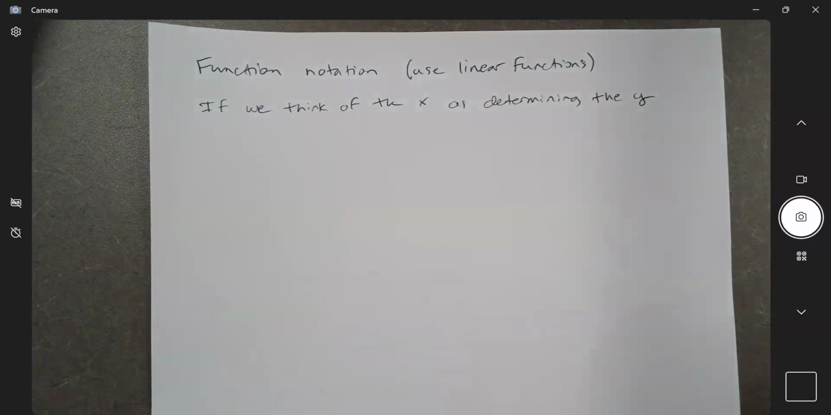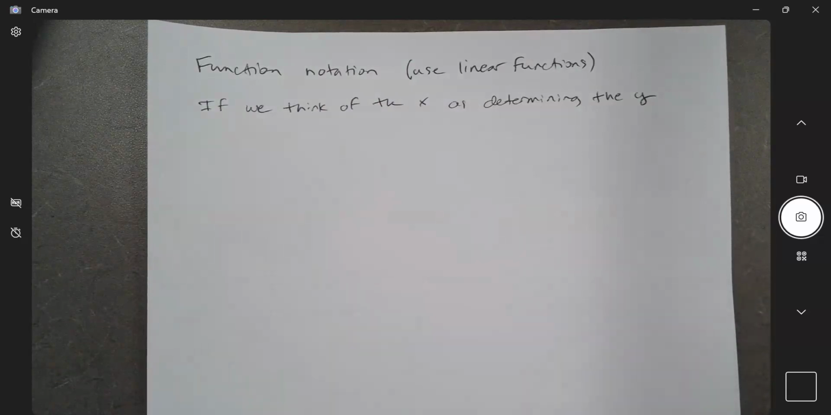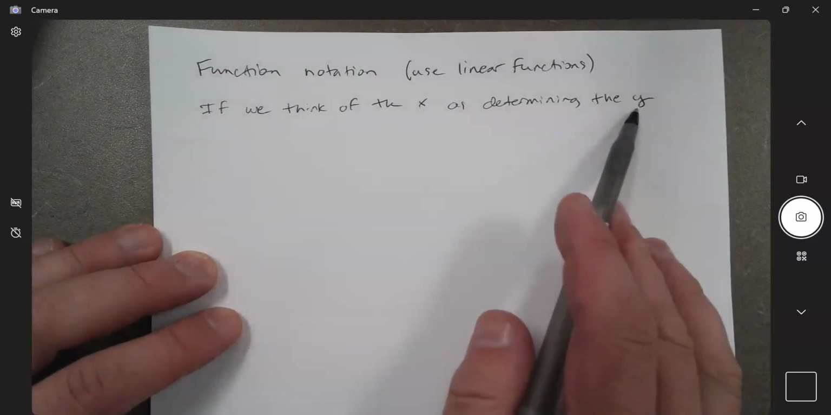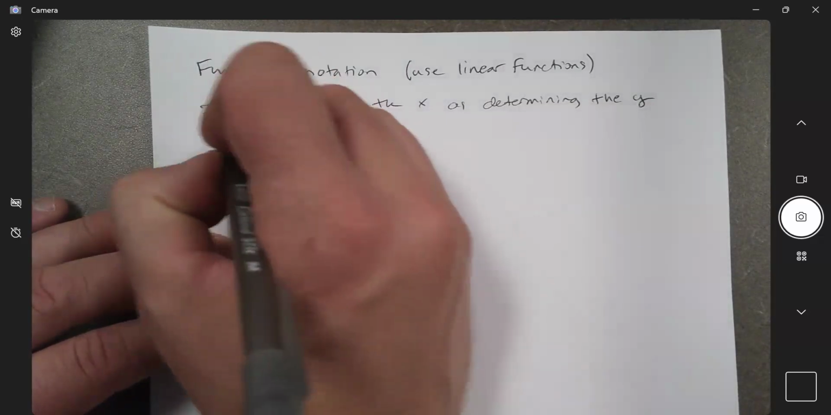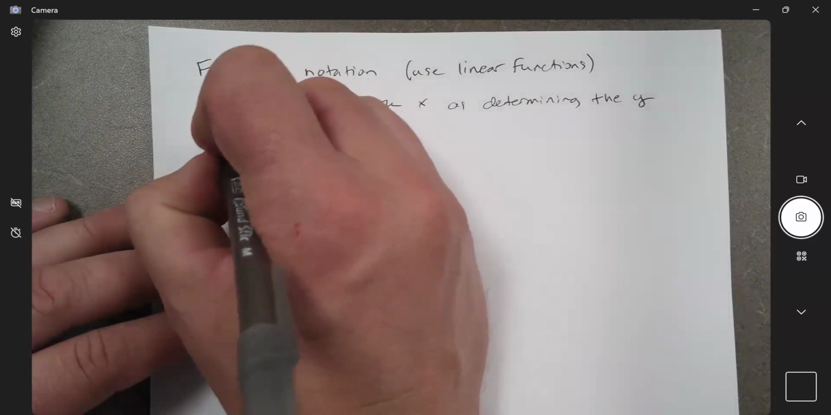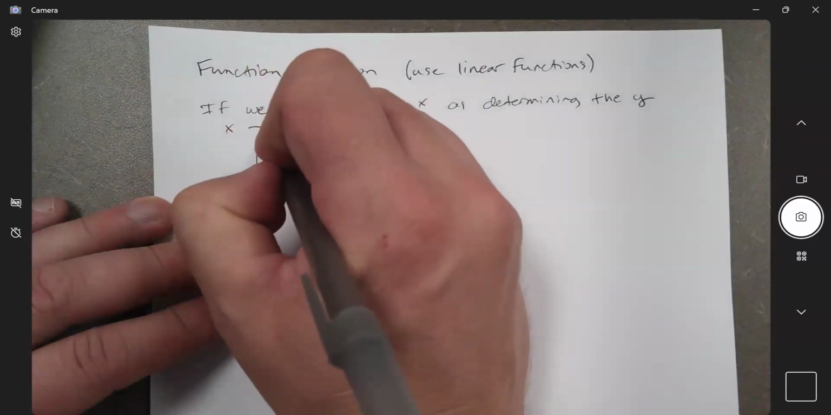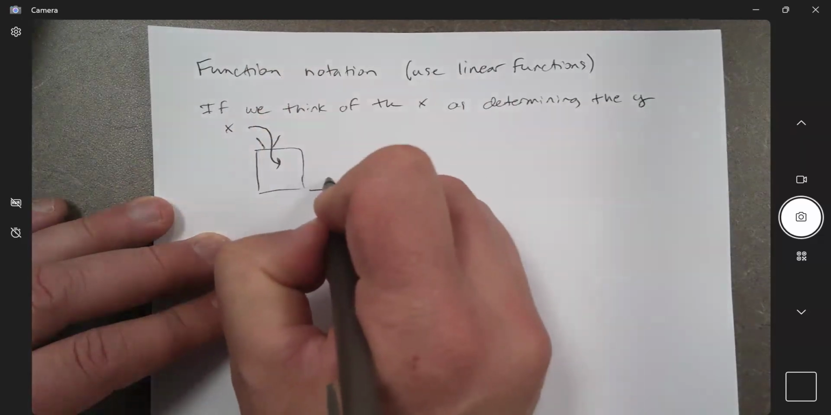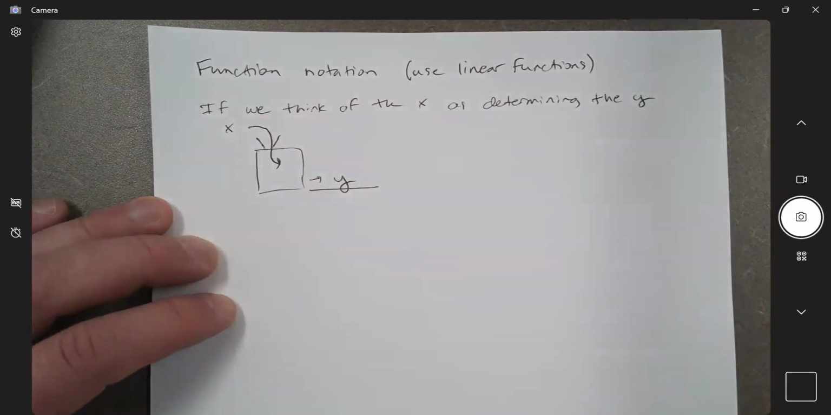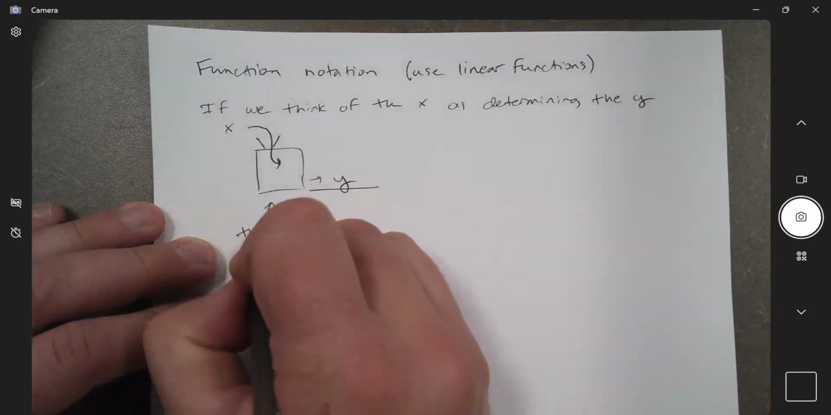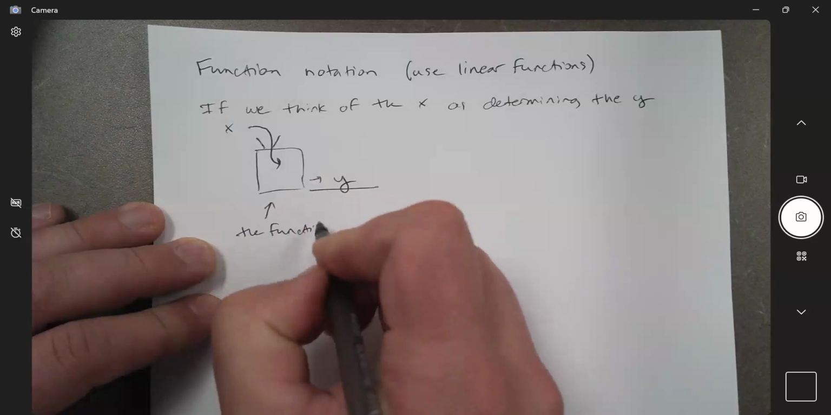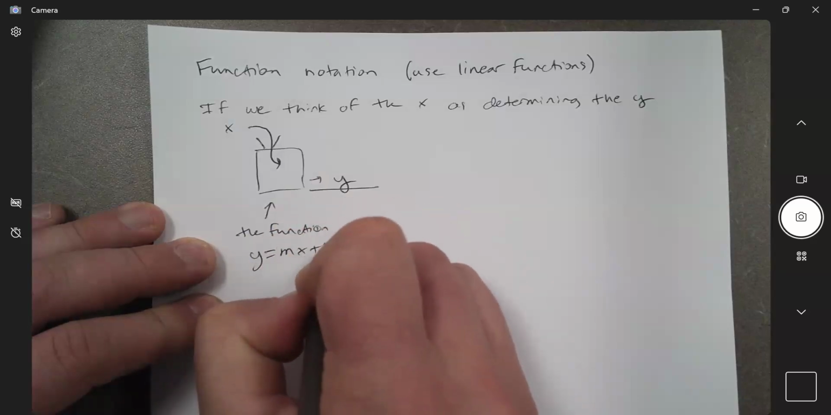We've been thinking about speed determines miles per gallon, and number of weeks determines how much money is in the bank account, and number of seconds determines how close the tiger is. If we think of x as determining the y, we could build a little schematic where we take our x and we put it into this box, and out comes the y. So this box represents the function. Maybe y equals mx plus b.